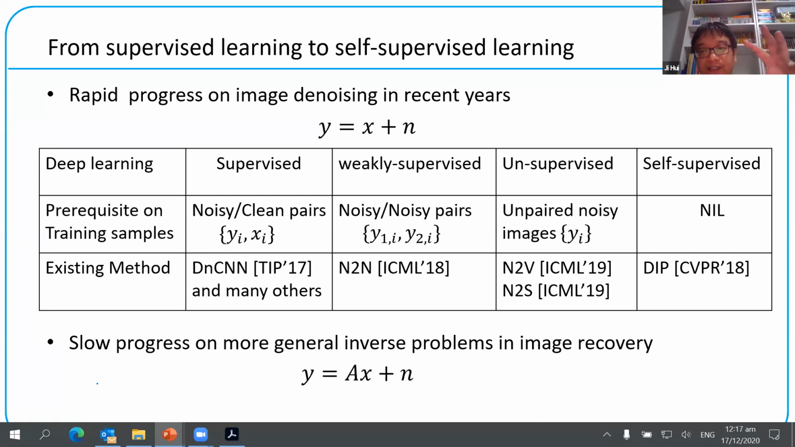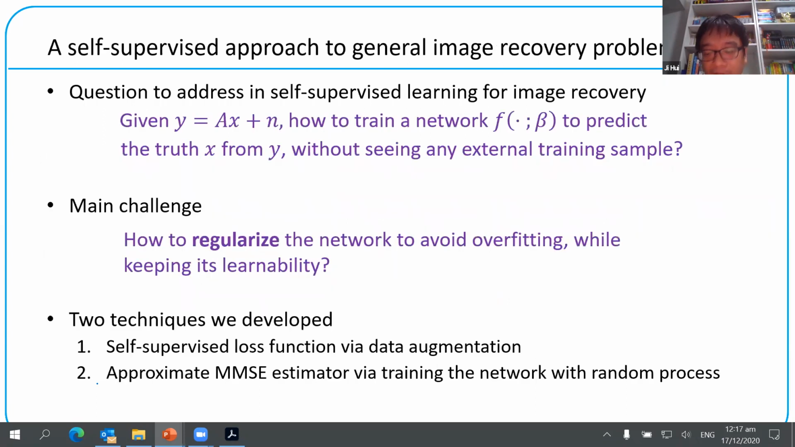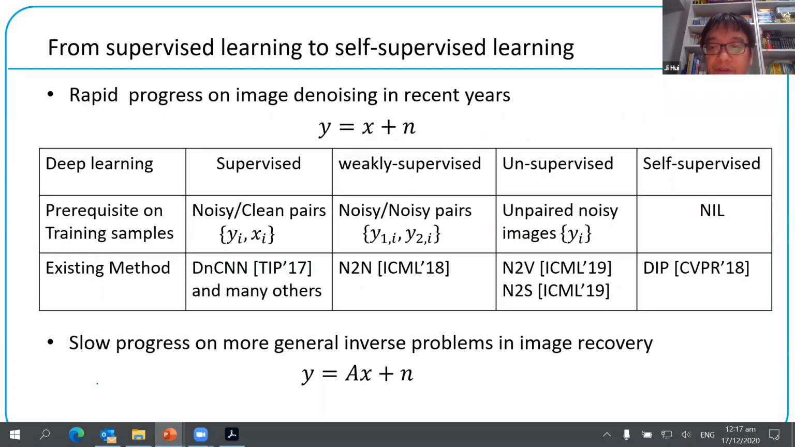That is, you have a data set, but you don't have a ground truth on that. This is the so-called unsupervised learning. Of course, the most extreme case is that you don't assume you know anything else except the image you want to process. It is called self-supervised. So far, 2 years ago, there is a very interesting work called DIP. I will cover this in a later discussion.